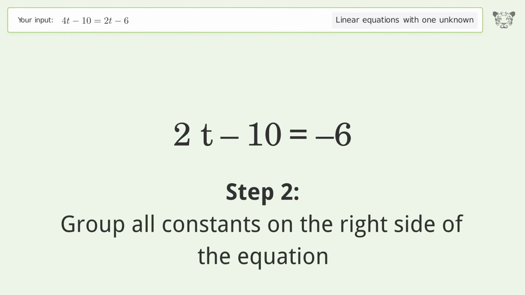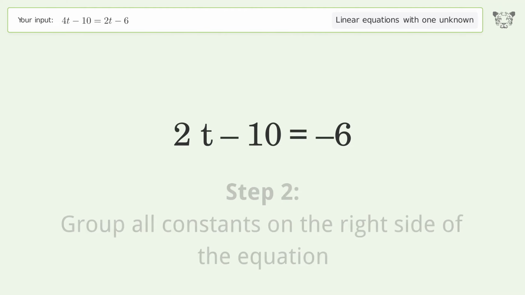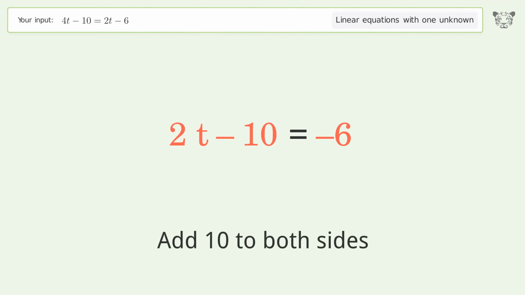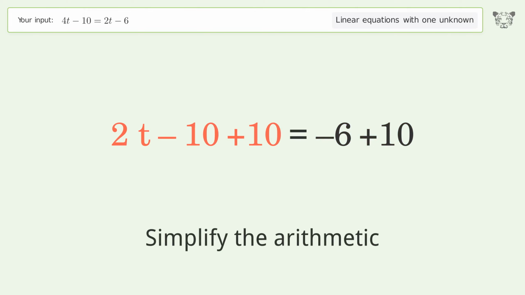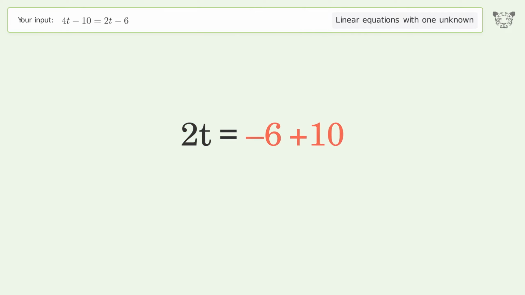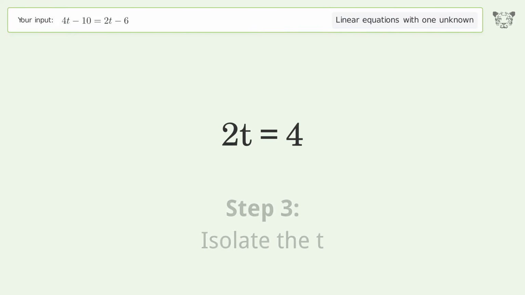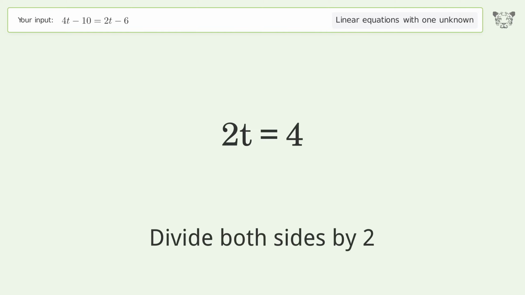Group all constants on the right side of the equation. Add 10 to both sides. Simplify the arithmetic. Isolate the t. Divide both sides by 2.